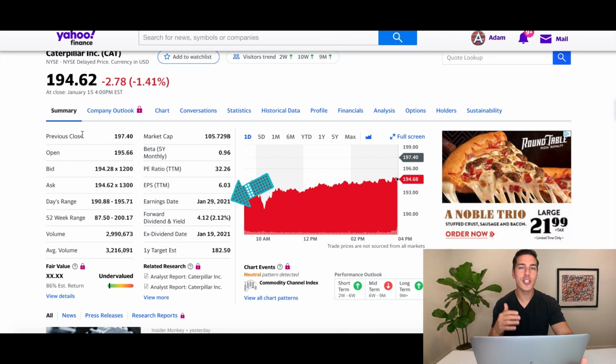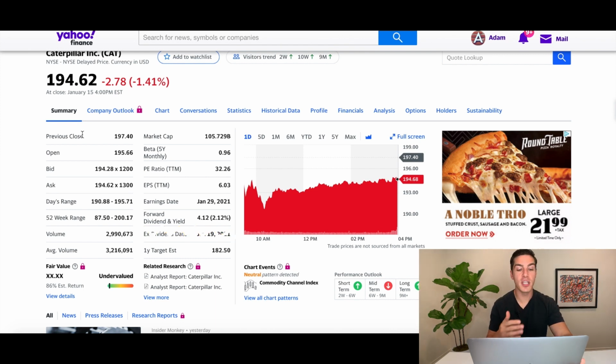The earnings date is when the company is going to release its financial information to the public. It normally happens within a certain time frame. Now, currently, Caterpillar is set to release their next earnings on January 29th. We're actually going into the earnings season from the previous quarter. So we're looking at the fourth quarter of 2020.